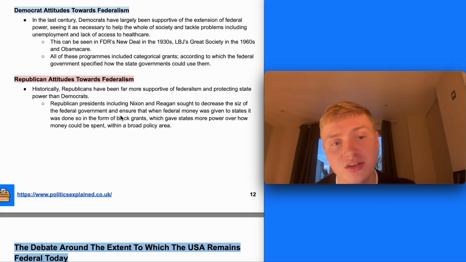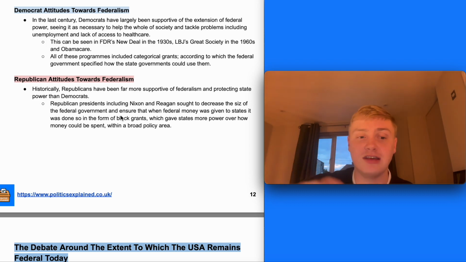So Republican presidents, including Nixon and Reagan, during the 60s, 70s, and 80s, sought to decrease the size of the federal government and ensure that when federal money was given to states, it was done so in the form of block grants, which gave states more power and autonomy over how money could be spent within a broad policy area.